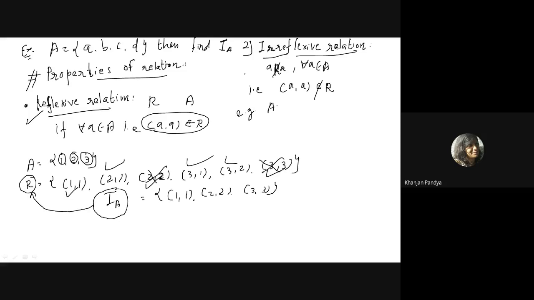For example, if my set is {a, b}, the members of the set are a and b, then the relation is irreflexive if it does not contain the member (a, a). Okay, you have to write the example as well. So that at the time of the examination, you remember everything.